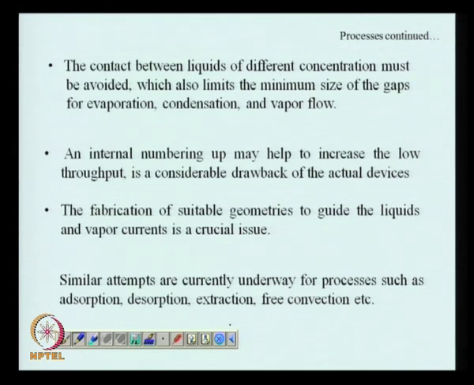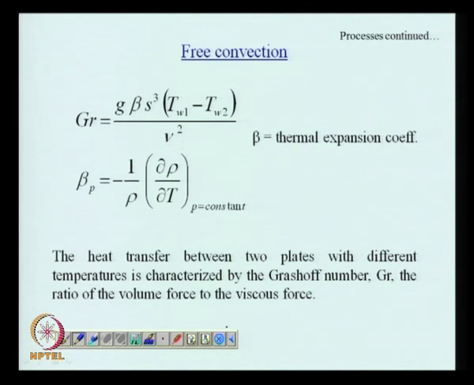But similar efforts are also underway for other mass transfer processes such as adsorption, desorption, extraction, free convection and so on, and we will see some applications of that. For example, if we think of free convection, we all know what free convection is: when there is a temperature difference between one packet of fluid and an adjacent packet of fluid, then the density of the hotter fluid will become less and it is going to rise due to buoyancy and be replaced by cooler fluid from the surroundings.